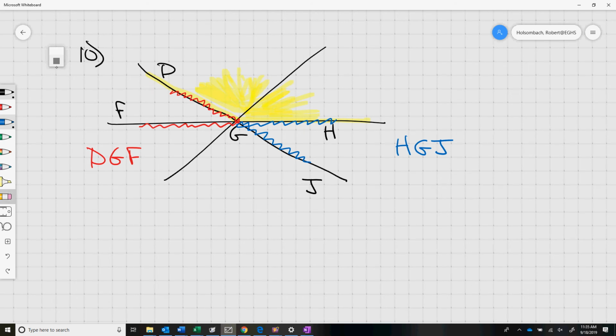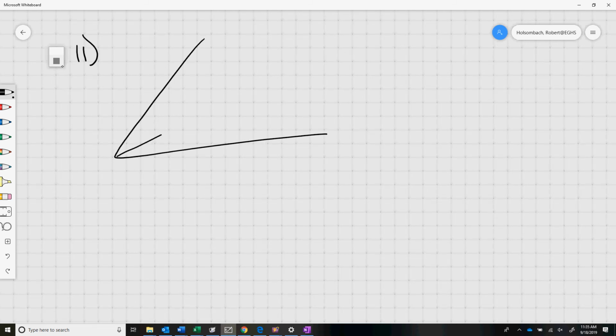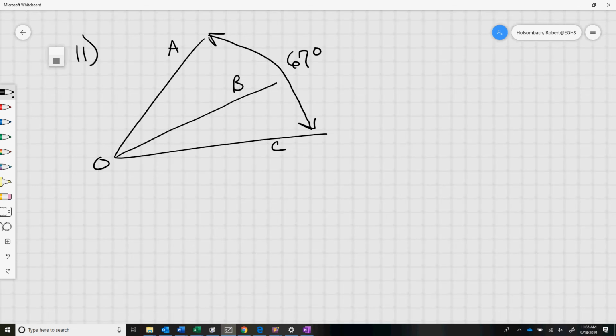Number 11. AOC is 67 degrees. That's this big angle. BOC is 2x plus 10. AOB is 4x minus 15. Find the degree measure of BOC. The degree measure of BOC. So you need the degree measure of this angle.